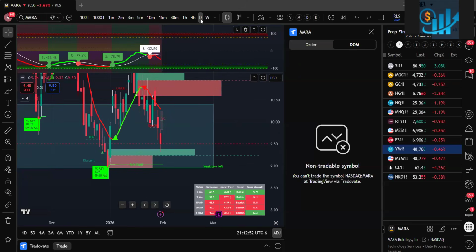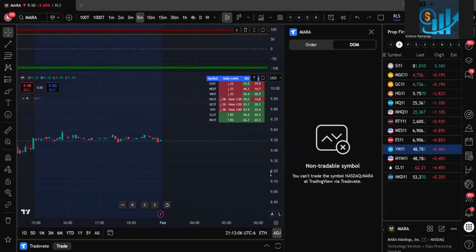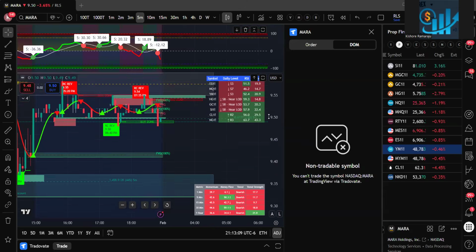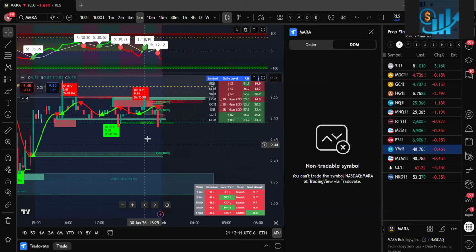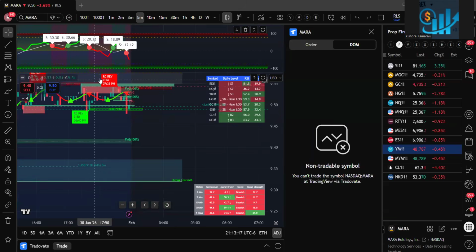All these are swing trades for a longer duration. When you are a scalper or day trader, you don't focus on daily, because your zones will be different. Here you are at a reversal, so it may come down from 9.5 to 9.3 and then bounce back.